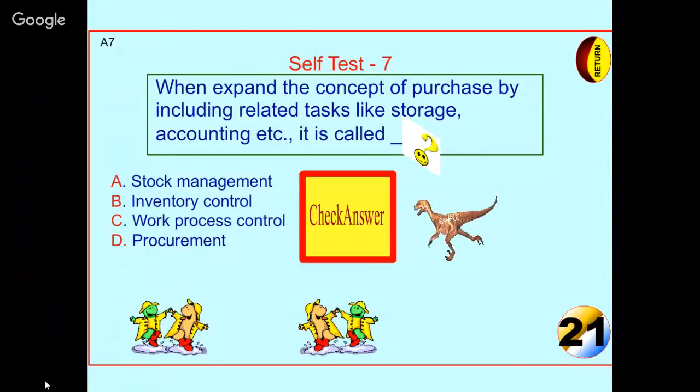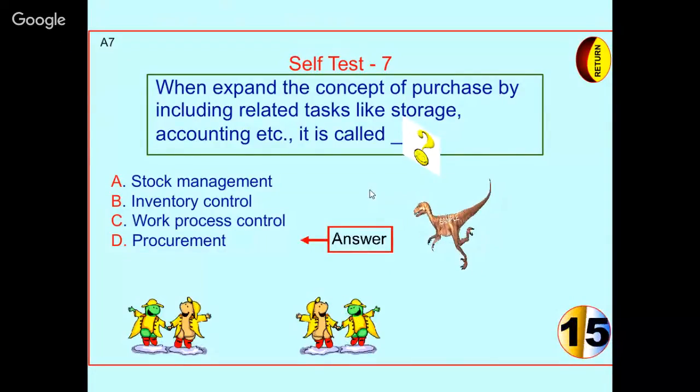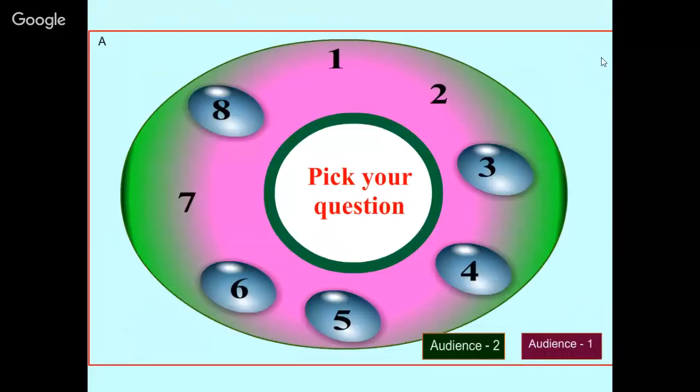Let us now look at the answer. The answer is 4. That is, when we broaden purchase by including additional tasks like storage, accounting, etc., that becomes procurement. Now question number 1, 2 and 7 are gone. We'll go for the next question. We'll go for question number 5.